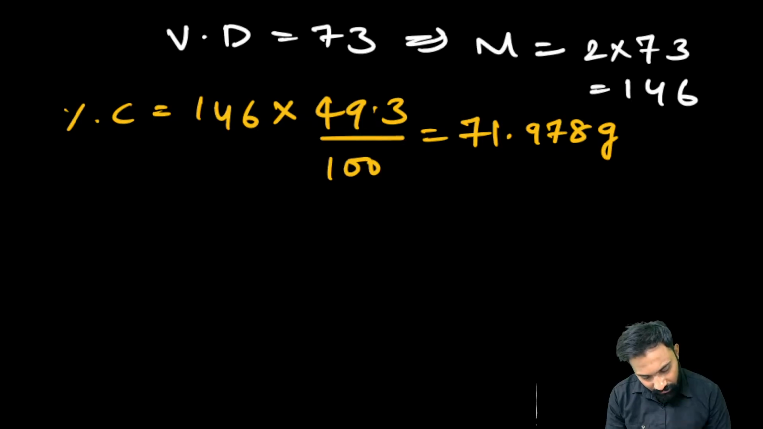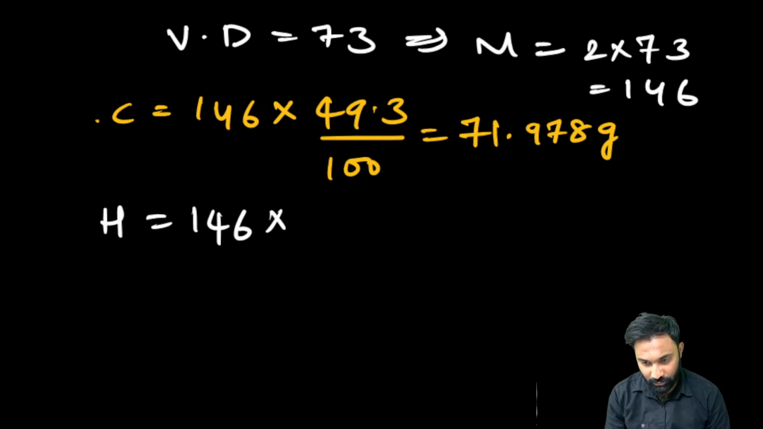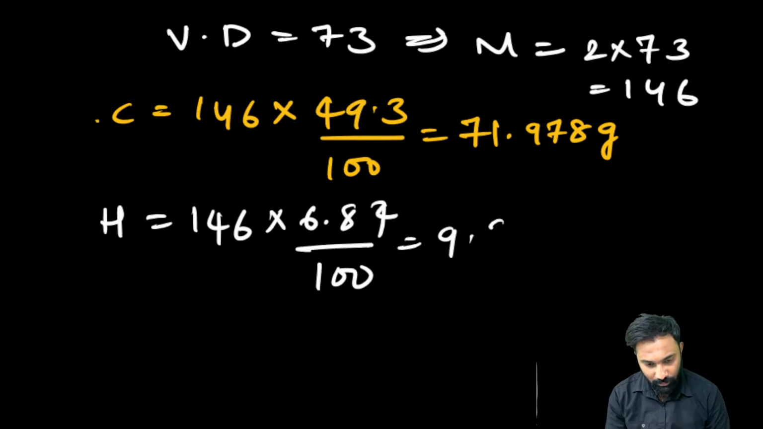This much weight you will get in the 146 molecular weight. Okay, thank you my dear friend. Good. Okay, 146 into 6.84 by 100, that will give you somewhat 9.96.